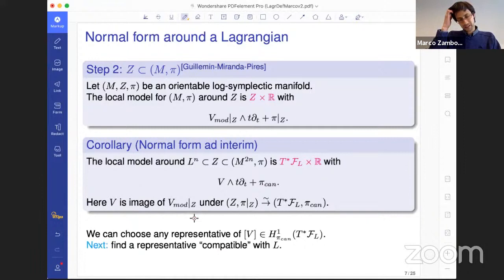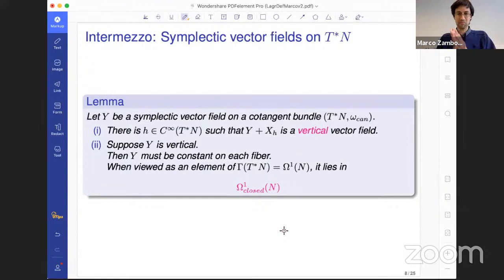This is not yet satisfactory because this vector field V has nothing to do with the Lagrangian submanifold L. So this picture is not completely adapted to the Lagrangian submanifold L, and we would like a description in terms of L alone. Luckily there is some freedom because the modular vector field is not uniquely determined. It depends on the choice of volume form on the big manifold M. So we are free to replace V by any other Poisson vector field in the same cohomology class. And we want to choose such a vector field that is well behaved with respect to the Lagrangian. I will say how we can do that in the next slide.